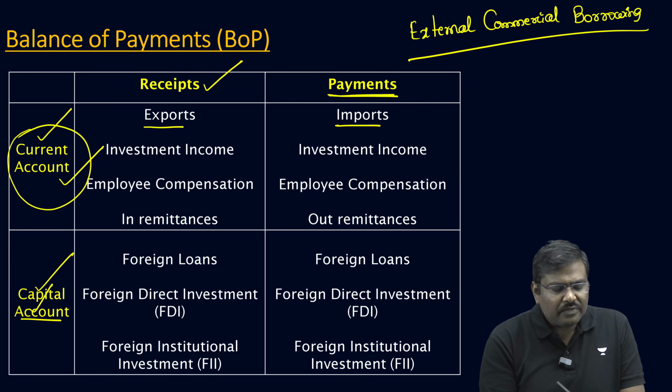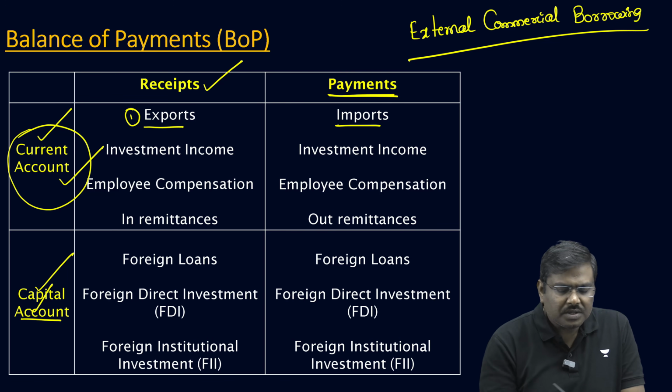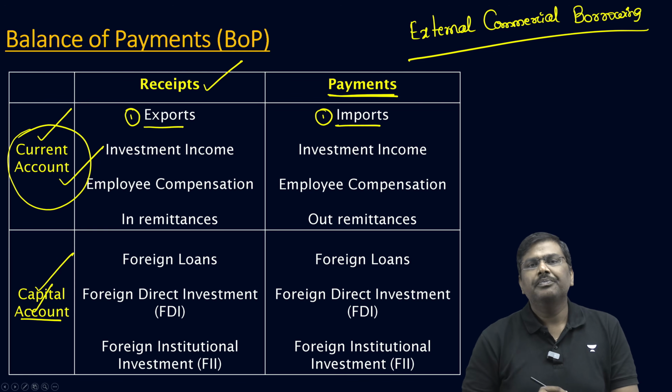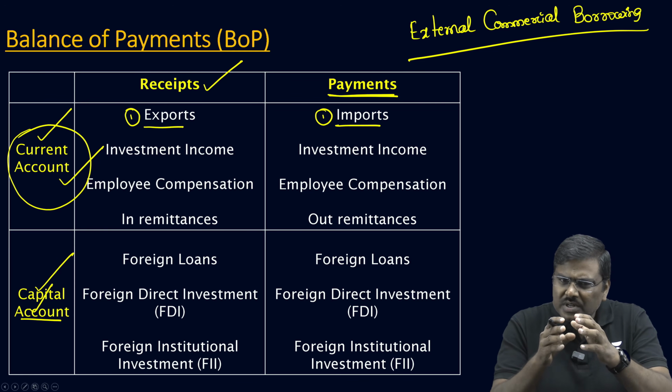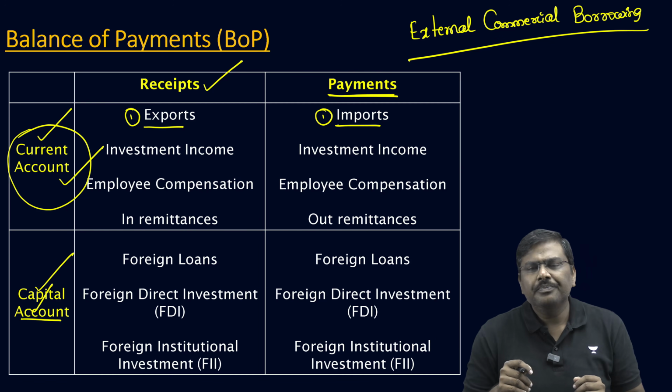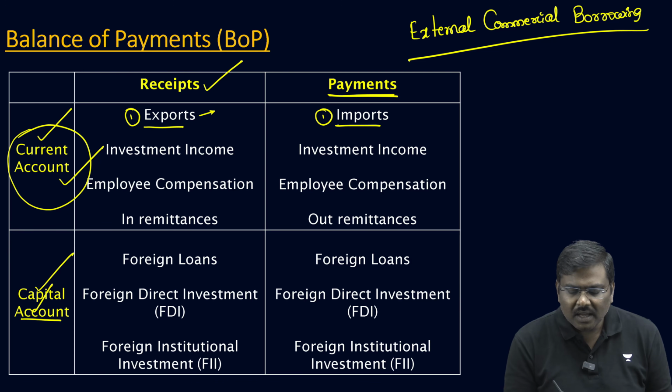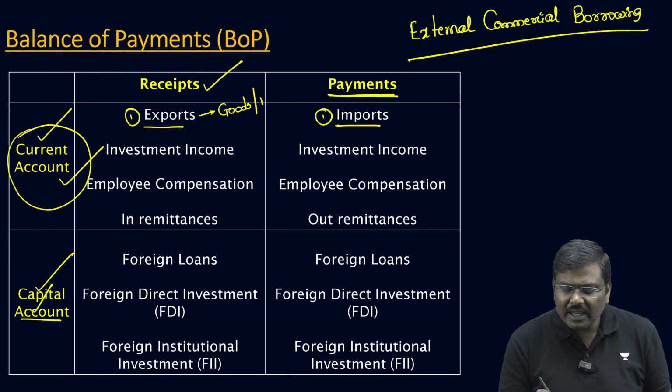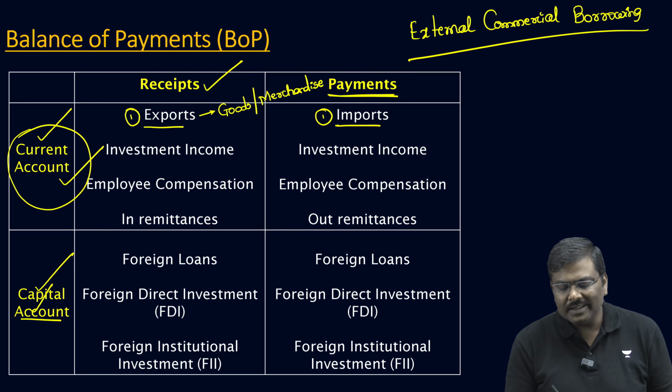Now please look at the first very important component, exports as well as imports. Exports and imports can be divided into two parts. One is goods. Instead of the term goods, generally they use the term merchandise. And the other one is services.